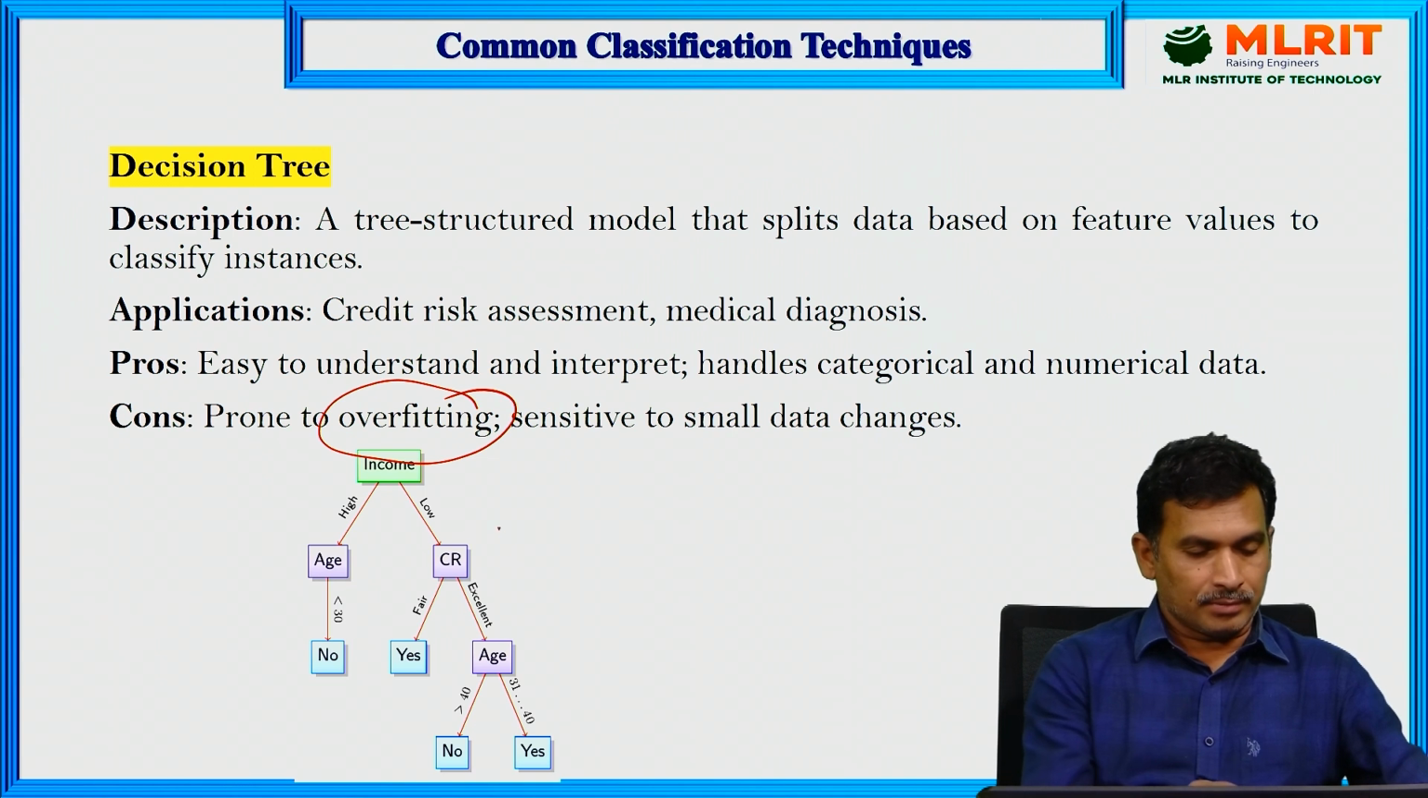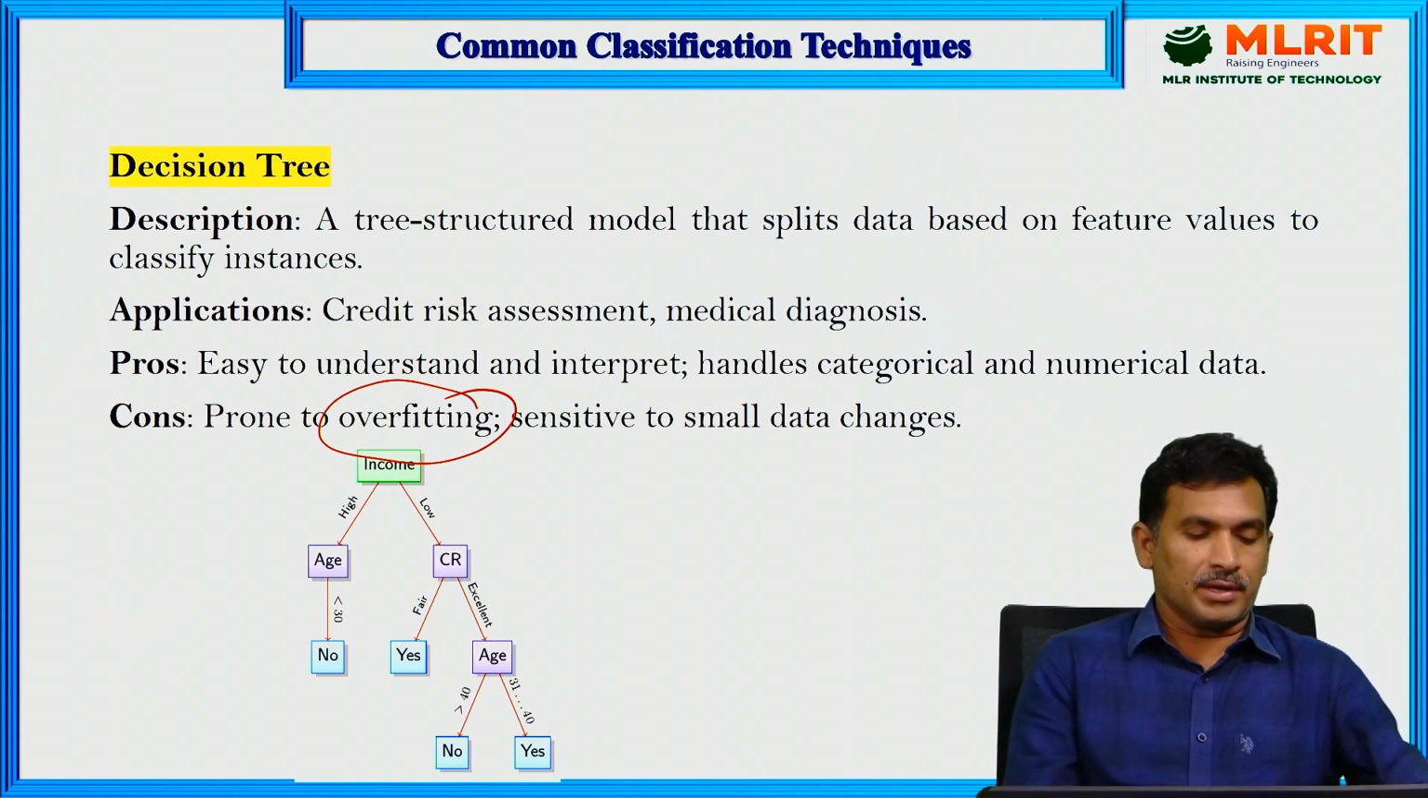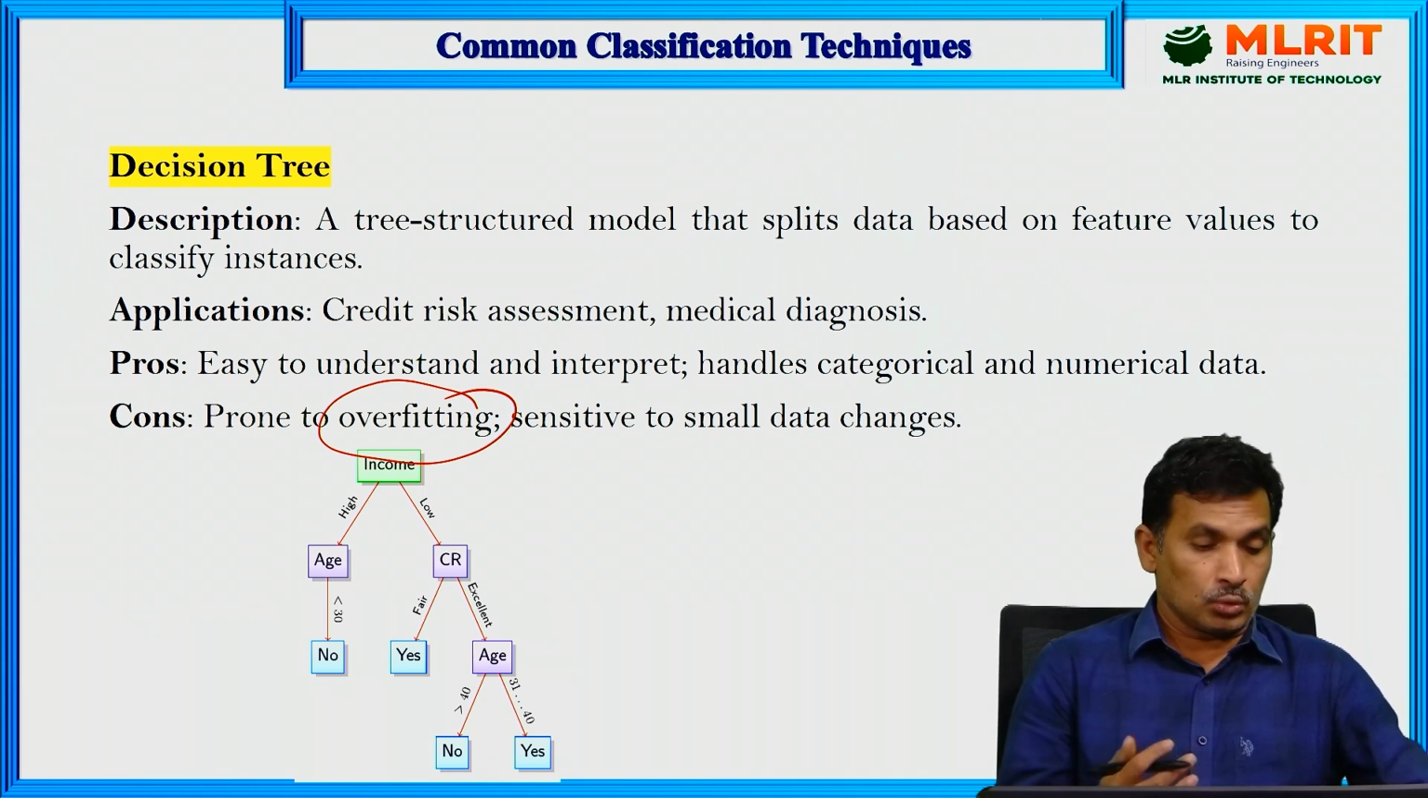This is a flowchart representation of the decision tree, but actually this information can be represented in rule-based form. Like, if income is high, age is less than 30, then the outcome is no. If the income is low and the credit rating is either fair, yes, or excellent, like this.